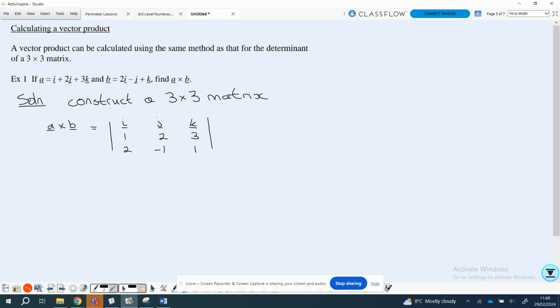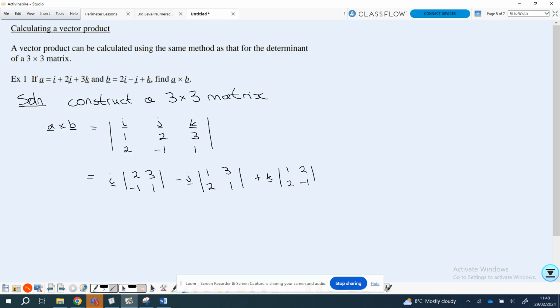Then we just evaluate the determinant. So it's going to be i with the 2 by 2 determinant of 2, 3, negative 1, 1. Then we're going to change the sign of j. So it's minus j, multiplying the determinant of 1, 3, 2, 1. Plus k, multiplying the determinant of 1, 2, 2, negative 1.